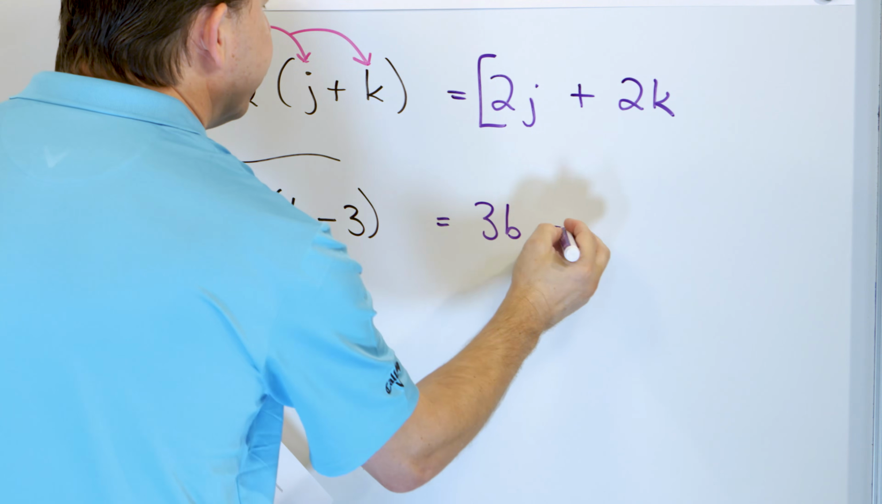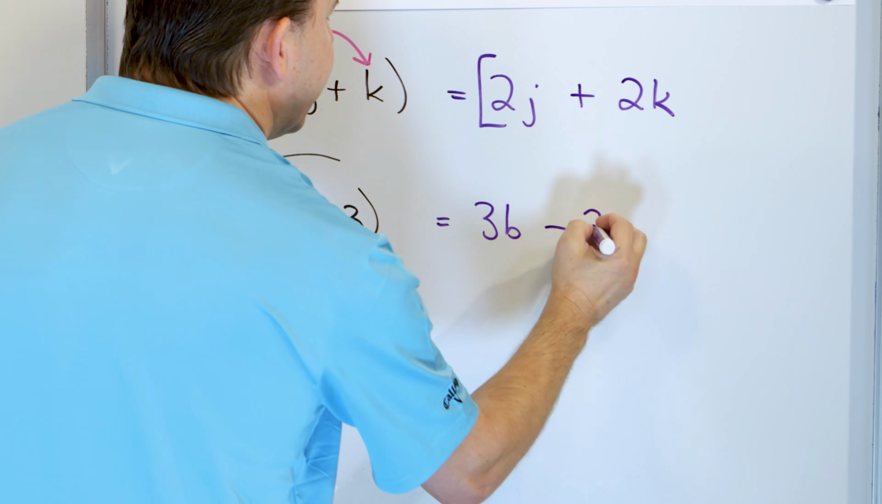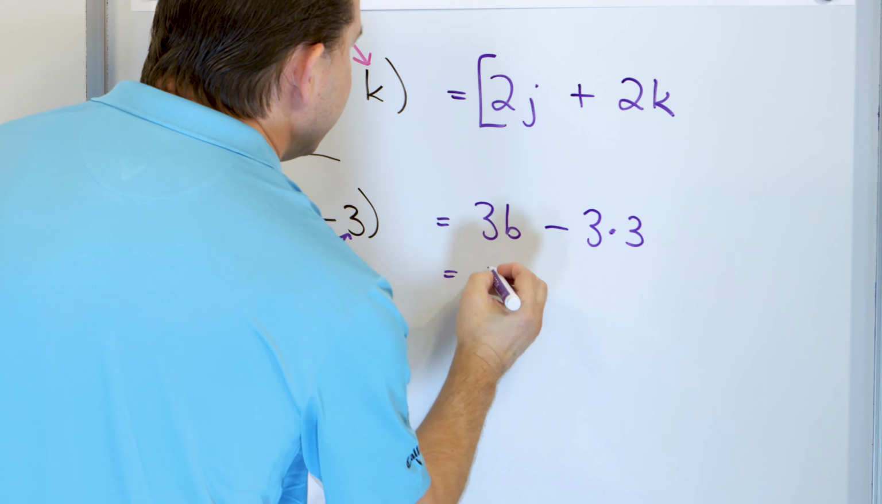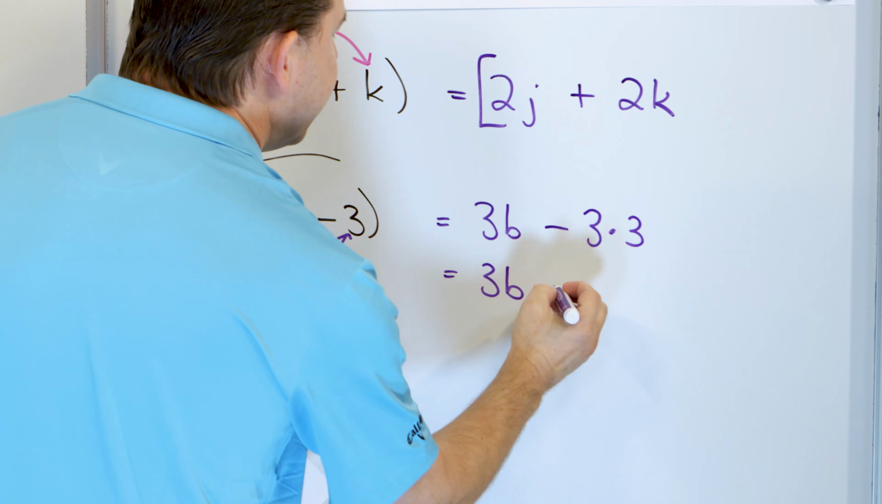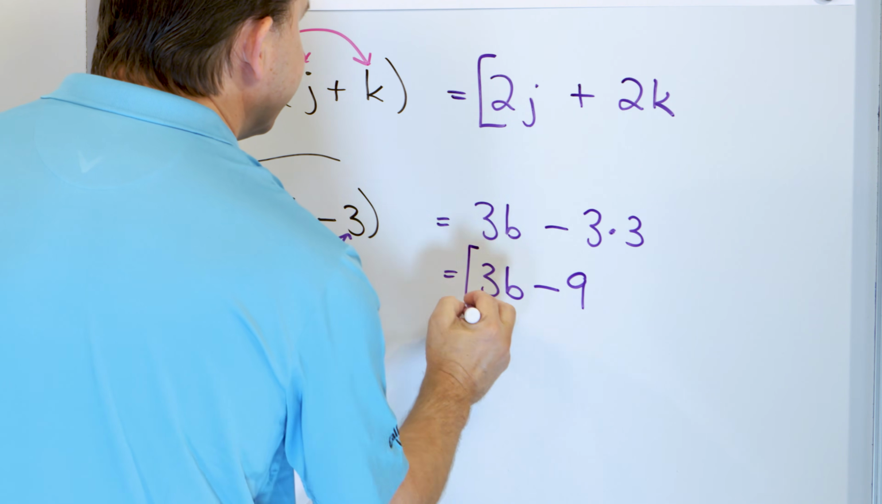A minus sign comes from this minus sign here, and then the 3 times the other term, 3. So we write 3 times 3. And then we have 3 times b right here, and then 3 times 3 is 9. 3b minus 9. And this is the final answer.